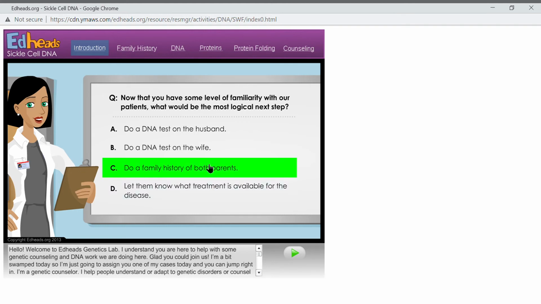Right. Our first step is to determine what the risk is of the couple having a child with the disease. Their risk can be determined by who in their family has the disease. This disease is recessive, so the adults could be carriers with one allele or gene that codes for the disease and one that doesn't. So let's have them do a family history and then take a look at what's there.